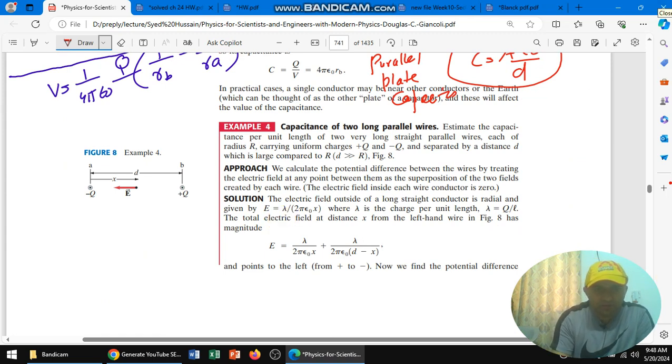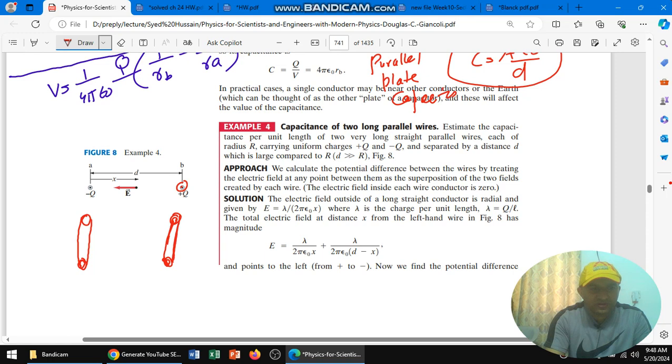Okay, so example 4: the capacitance of two parallel wires. So we have two wires. The dot sign shows that the wires are out of the page, meaning the two parallel wires are out of the plane. Here we have this wire and another wire, two parallel wires, and these dots show that the wires are out of the page.